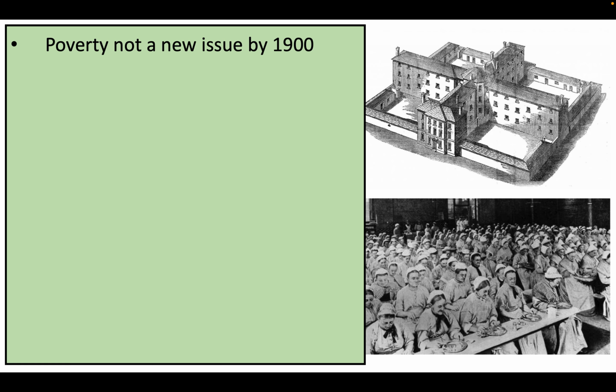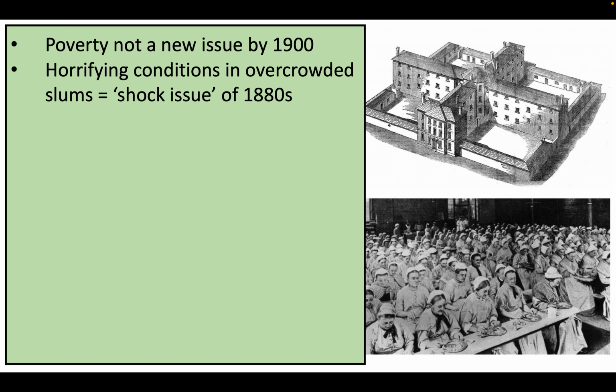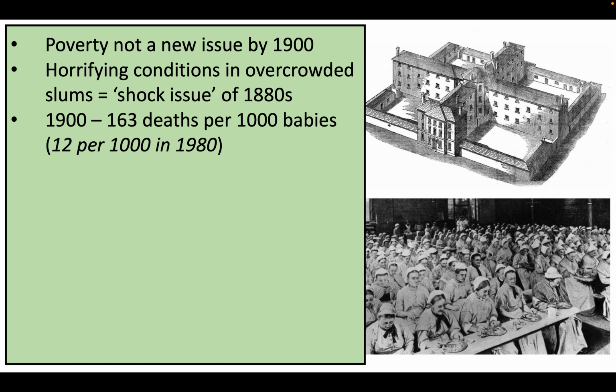So we're going to start by thinking about poverty in the late 1800s, so the late 19th century. And we start by acknowledging that poverty is not a new issue by 1900. People have been campaigning to alleviate the condition of the working poor for a long time before the 1900s, and we have evidence of people talking about, for example, overcrowding and the issue of working conditions and living conditions actually for centuries before the 1900s.